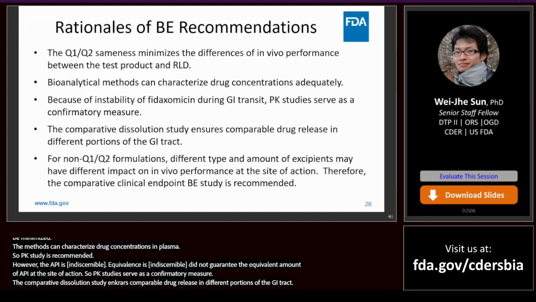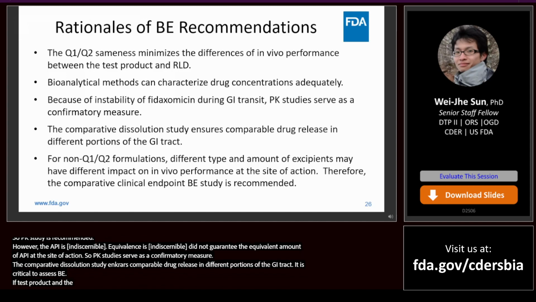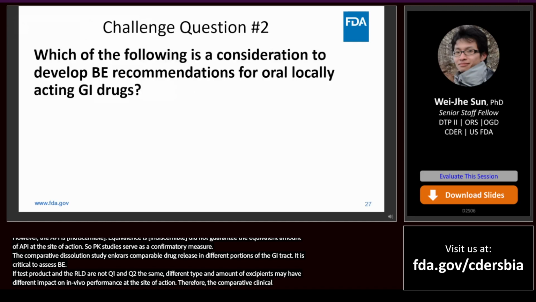If test product and the RLD are not Q1 and Q2 the same, different type and amount of the excipient may have different impact on in vivo performance at the site of action. Therefore, the comparative clinical endpoint BE study is recommended to establish BE.